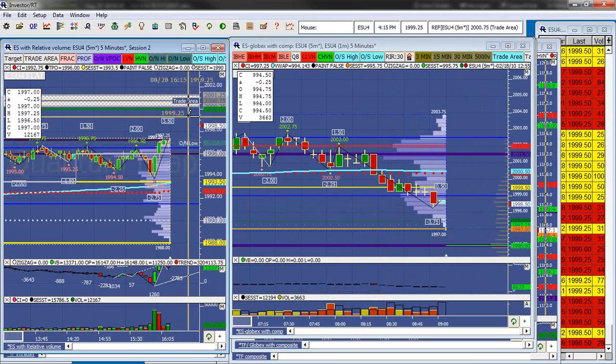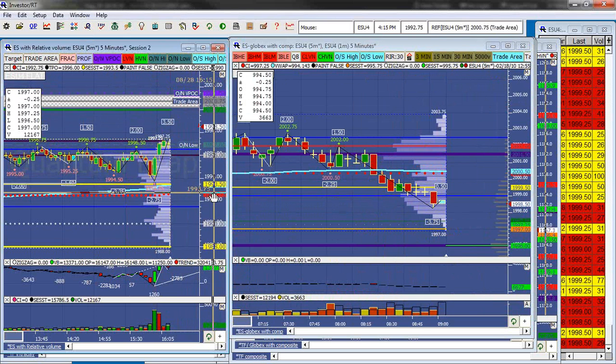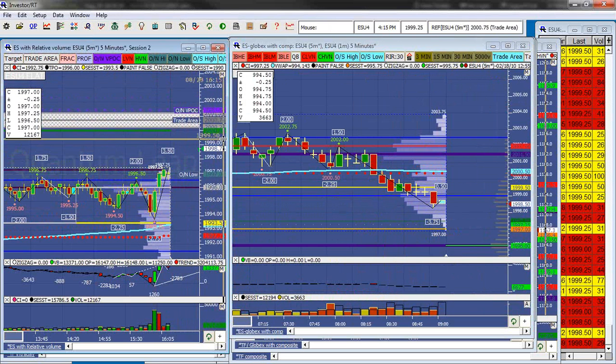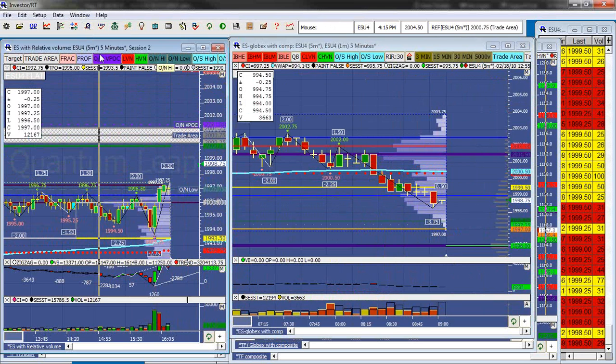So just keep that watch for me, and if it shifts, let me know. All right, so we've got an overnight VPOC, and then our overnight high is the new all-time high at 2,375.